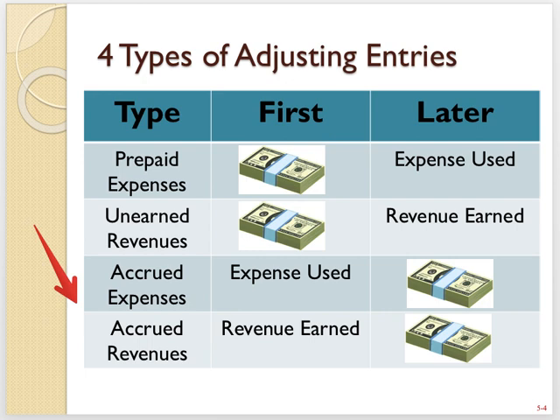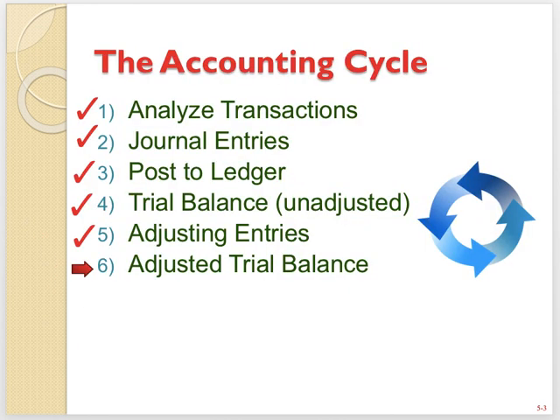Once all of those entries are recorded and posted to the ledger, as you'll notice here, we don't really have a separate step for posting adjusting entries to the ledger like we do in steps 2 and 3, but just know that that needs to happen. Once you record your adjusting entries, you also post those to the ledgers. And then you move on to step 6, which is what we call the adjusted trial balance.